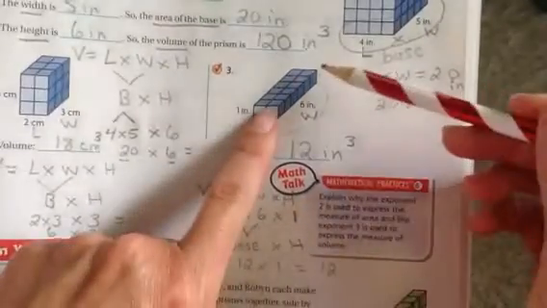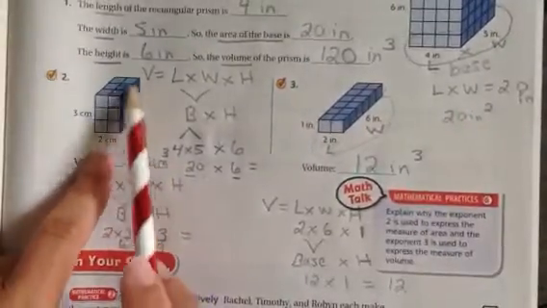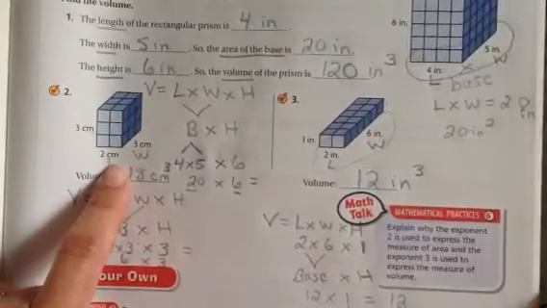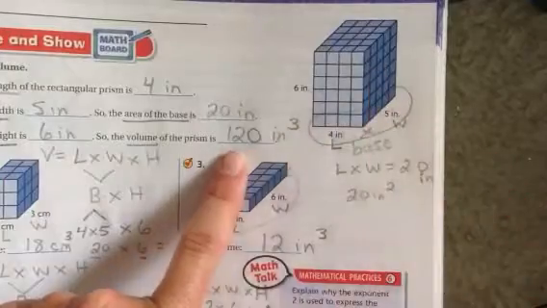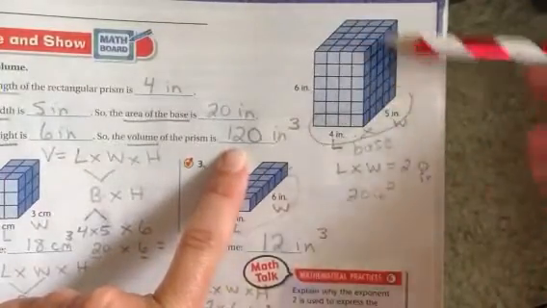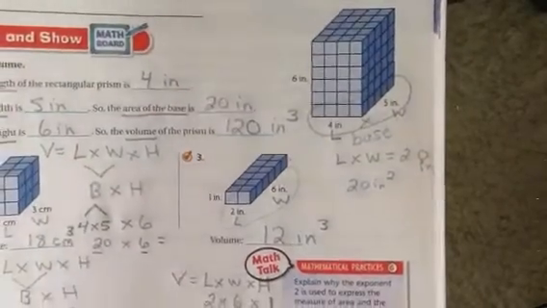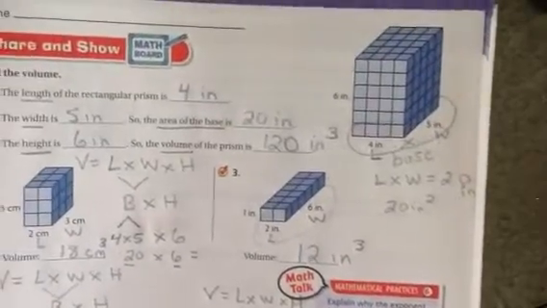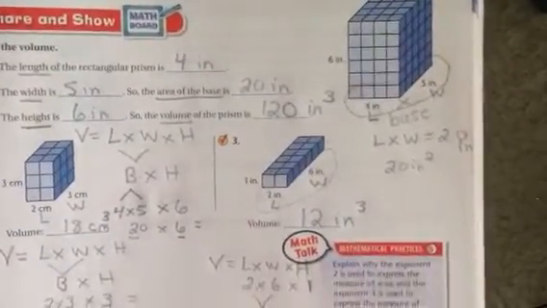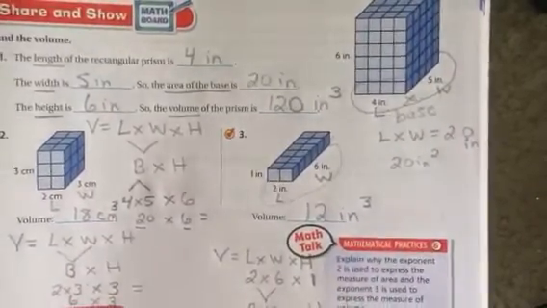This one's really easy to see because it's only one layer. That means that there's 12 total. In this one, there's 18 total cubic units. In this one, there's 100 total cubic units, all throughout, occupying the space. Okay, we're going to try a couple more together with our volume formula today.